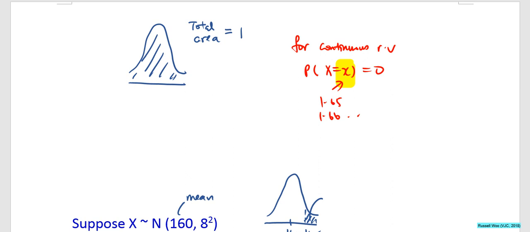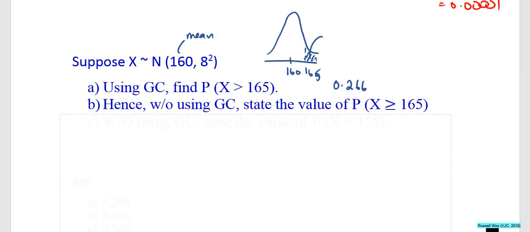Can you imagine if the probability that X equals 1.600000123 is, say, 0.00001? If it's this value, can you imagine there's one value? Then the probability that X equals another value is another such value. How many values do you have here? You have infinitely many. Then you take infinitely many, multiply by 0.001, you will get more than 1. But the total area must be equal to 1. So you all get the idea. Therefore, this answer must definitely be 0.266. It should be the same.